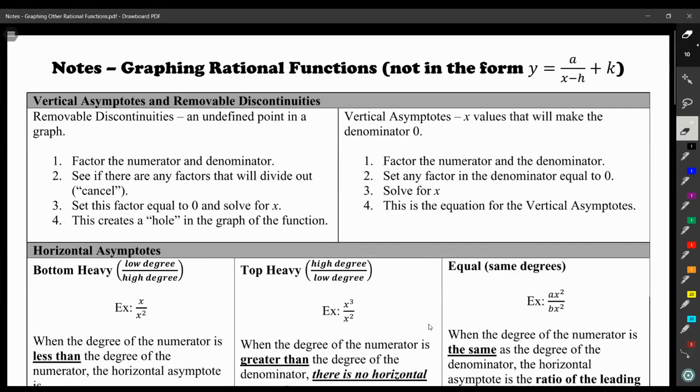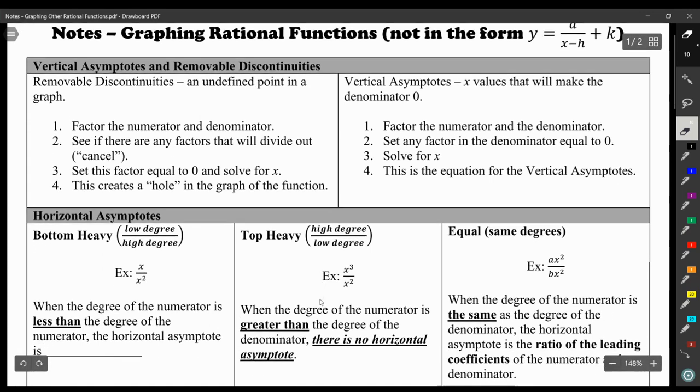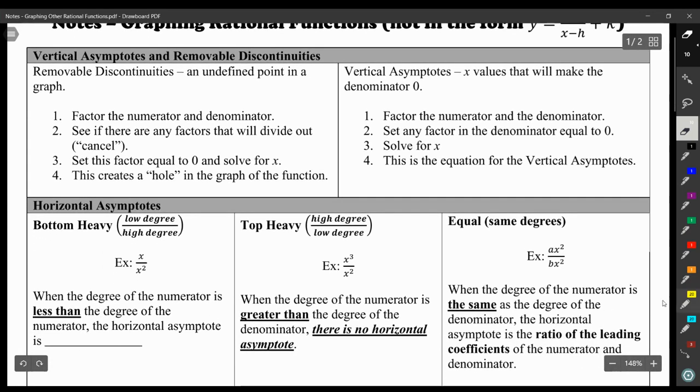Graphing other rational functions. So these are graphing rational functions that you can't put into the transformation form because you cannot do synthetic division. And so there's a couple of things we need to talk about first. So we know vertical asymptotes, that is nothing new.